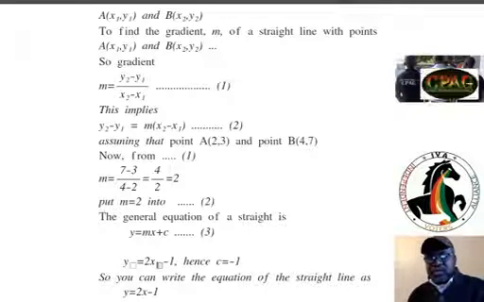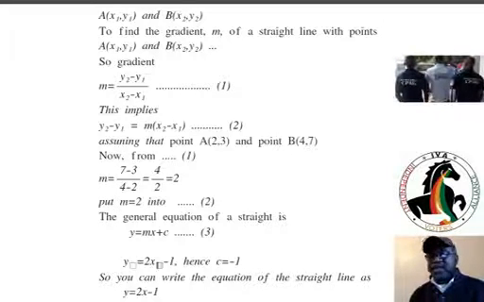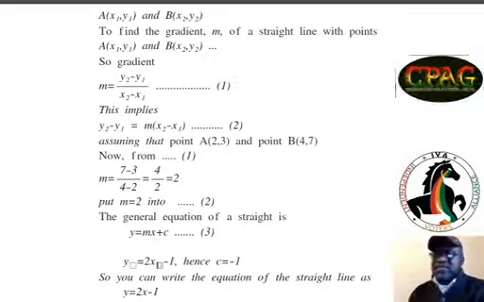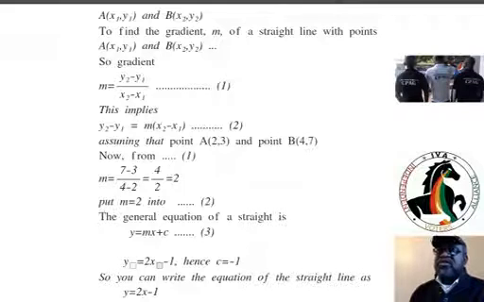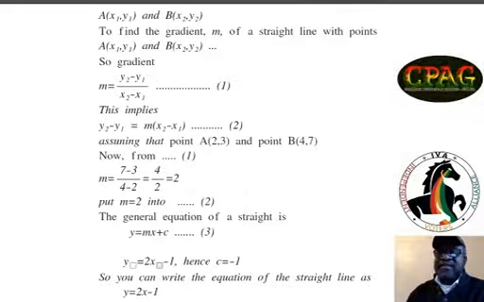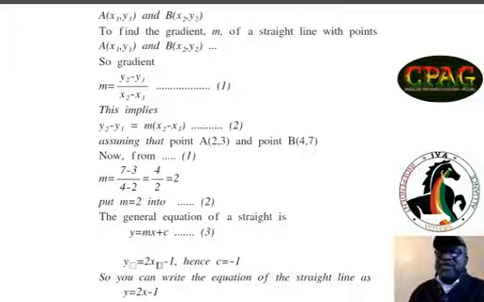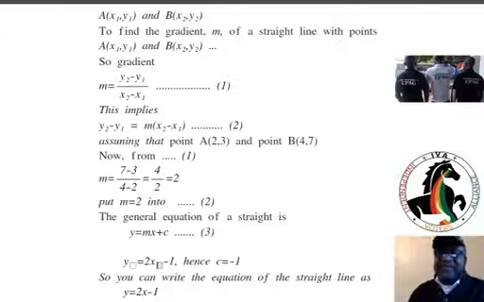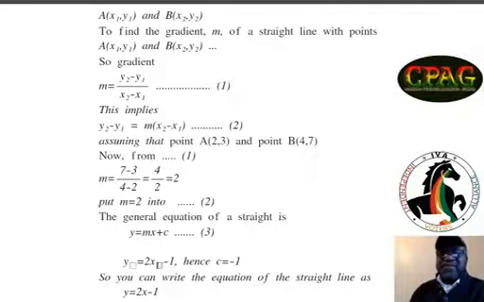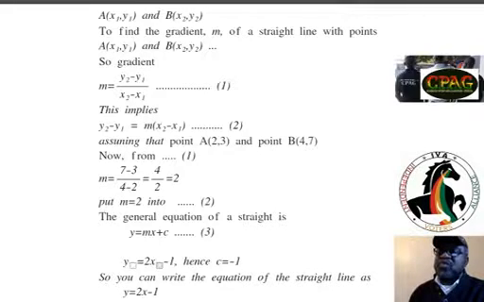Number 2, parallel lines have equal gradients. If the question tells you that there is another parallel line, maybe a question in A, and B saying there is another parallel line to the line in A, it's already telling you that the gradient of the first line is the same as the gradient of the second line. Parallel lines have equal gradients.